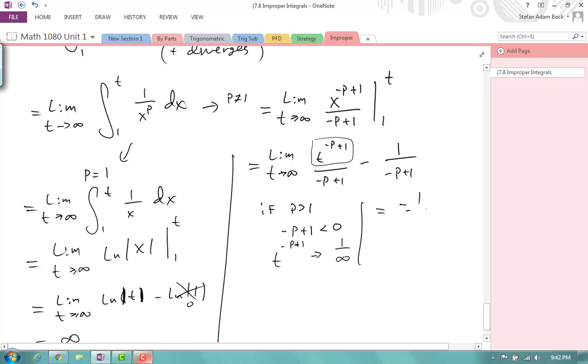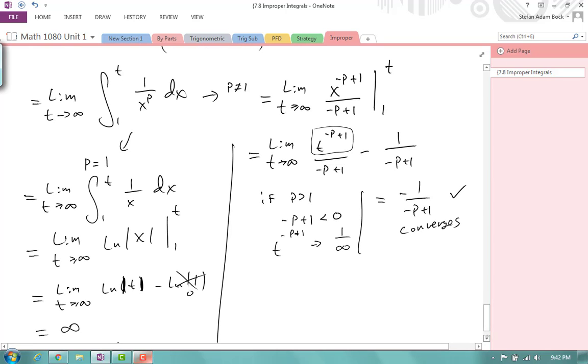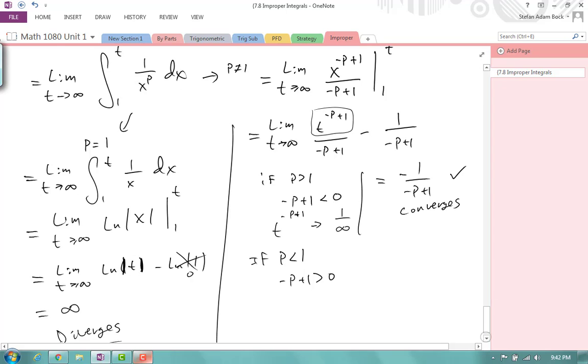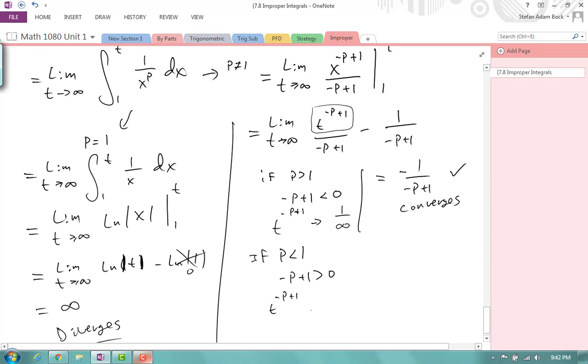So I get equal to minus 1 over minus p plus 1, which is a number, converges. Now if p is less than 1, then minus p plus 1 is greater than 0, which means t to the minus p plus 1 is something that just goes off towards infinity with an exponent on top of it. And so I'll get infinity, which diverges.